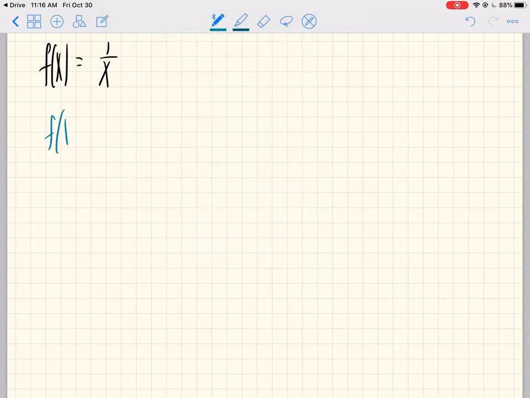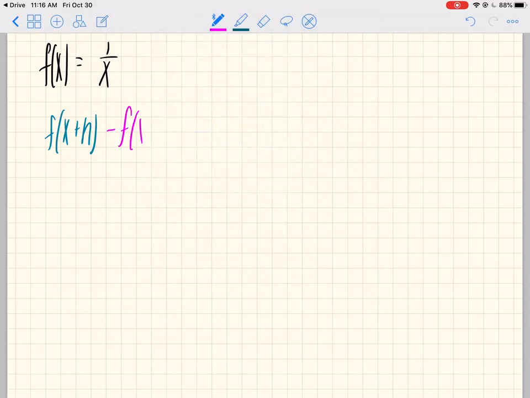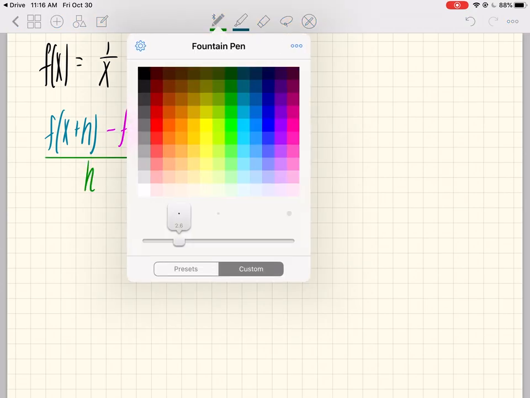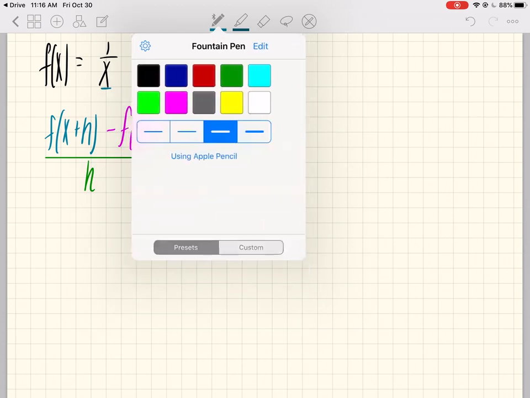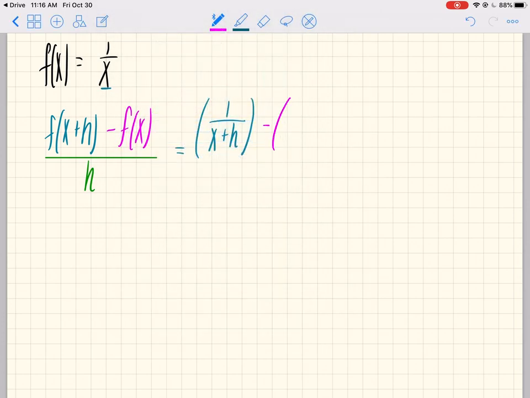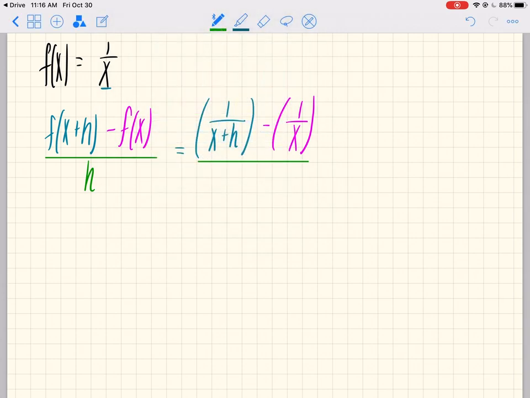All right, so f of x plus h, we'll find that, subtract f of x from it, and divide that entire thing by h. You guys are probably getting used to me saying that by now. Okay, so plug in x plus h for our x, so 1 divided by x plus h. Okay, this is f of x plus h, minus, we're going to subtract 1 divided by x. I'm tripping over my words today, guys. I apologize. All that divided by h.